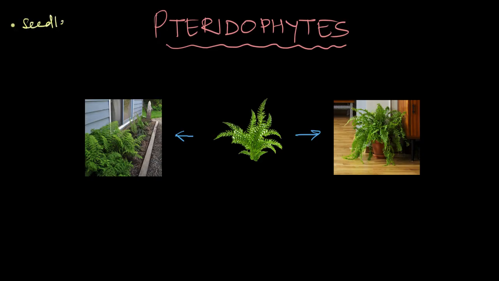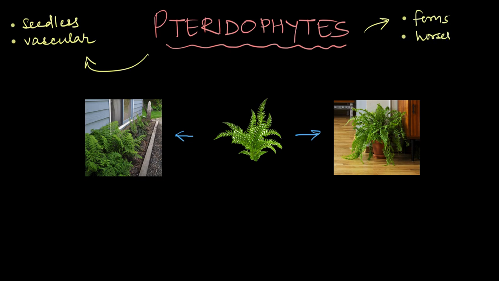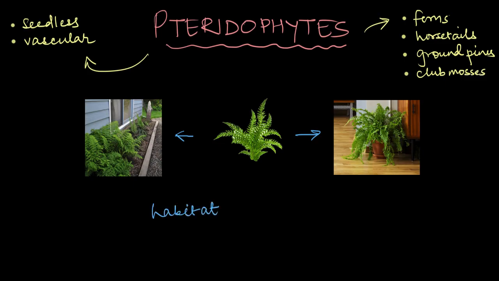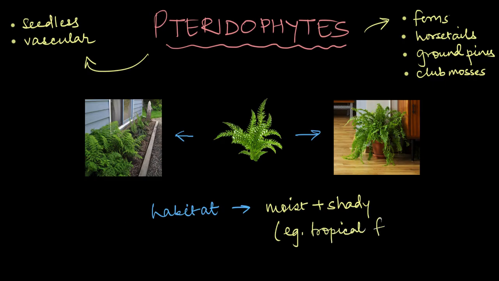Pteridophytes are a group of seedless vascular plants that originated over 350 million years ago. These plants include ferns, horsetails, ground pines, club mosses, and more. Most of these plants are terrestrial, and you will typically find them in abundance in moist and shaded places, like tropical forests, especially with water in the vicinity.